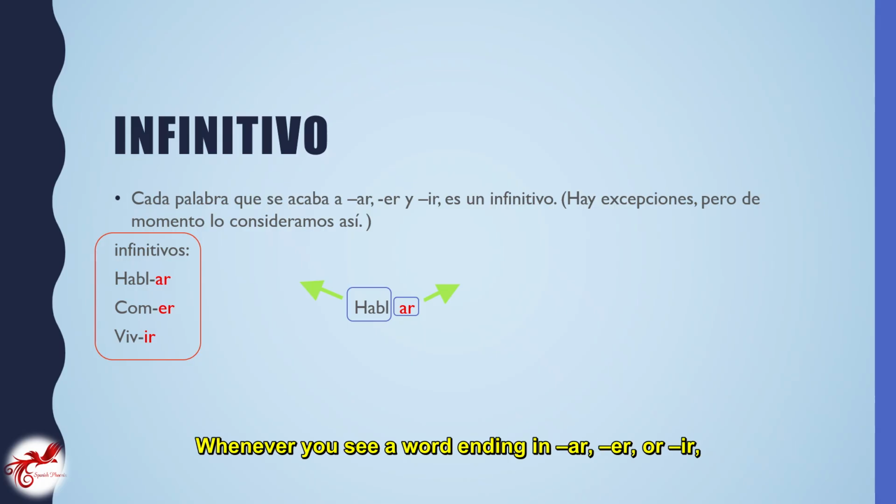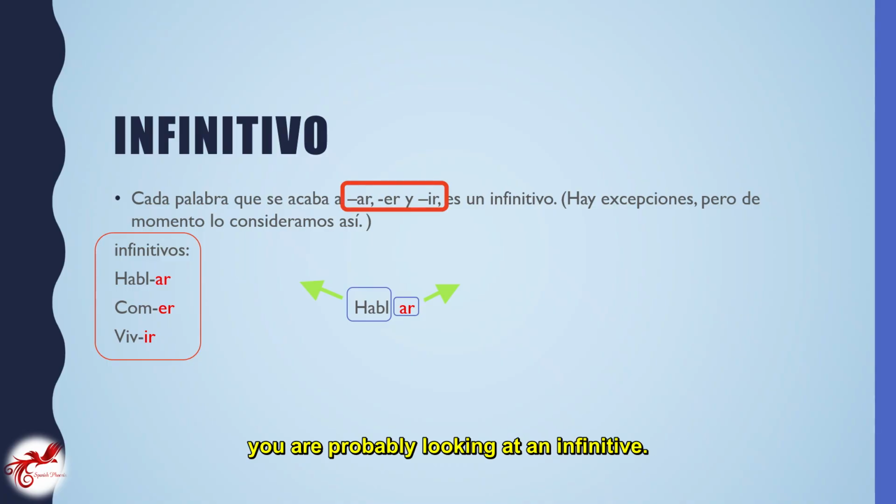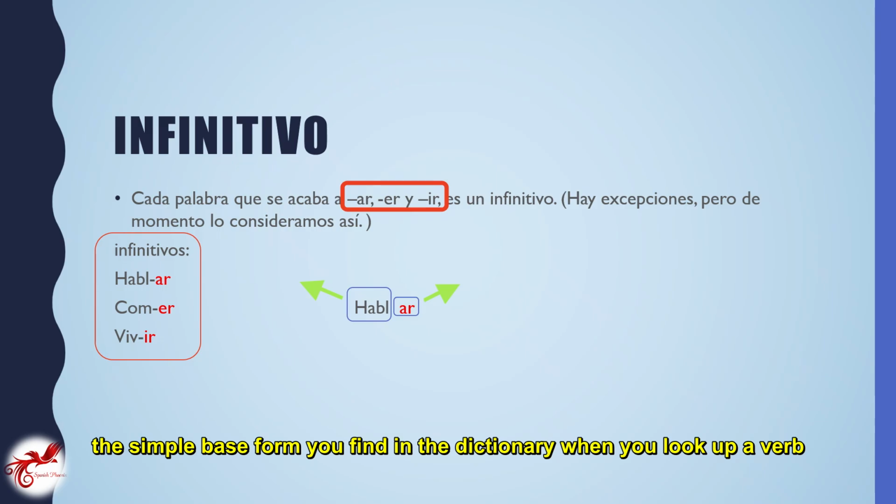Whenever you see a word ending in AR, ER, or IR, you are probably looking at an infinitive. What is an infinitive? It's a verb in its non-conjugated form, the simple base form you find in a dictionary when you look up a verb.